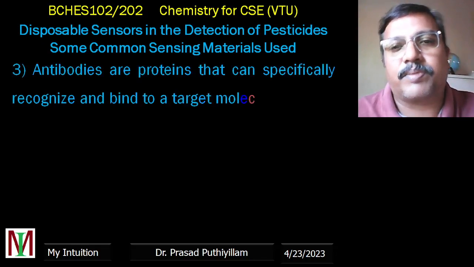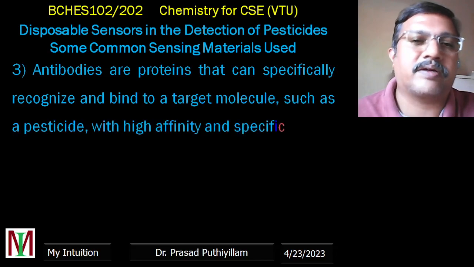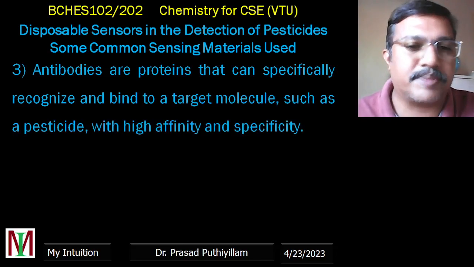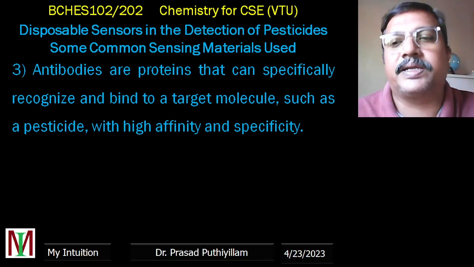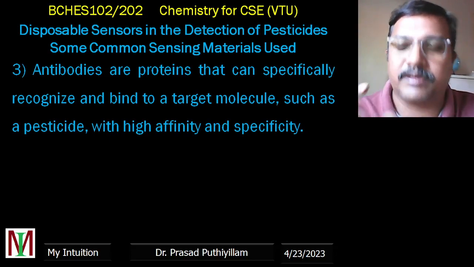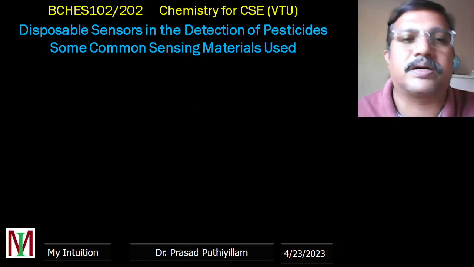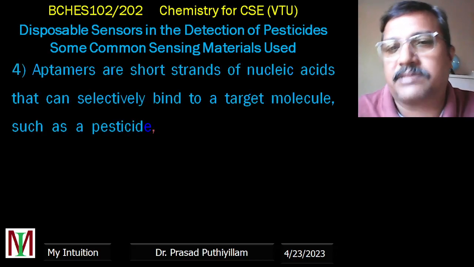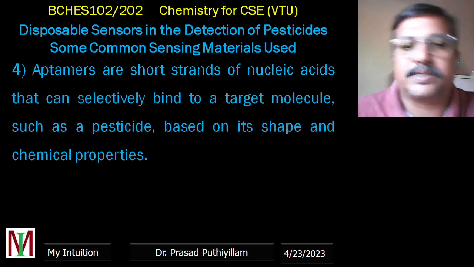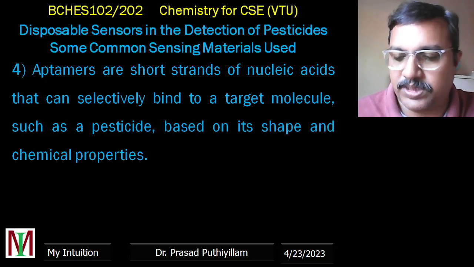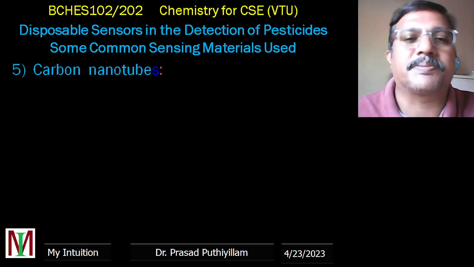Antibodies are proteins which can specifically recognize and bind to a target molecule such as a pesticide with high affinity and specificity. Affinity means it will attach strongly, and they are very specific also. Aptamers are short strands of nucleic acids which selectively bind to a target molecule such as a pesticide based on its shape and chemical properties.